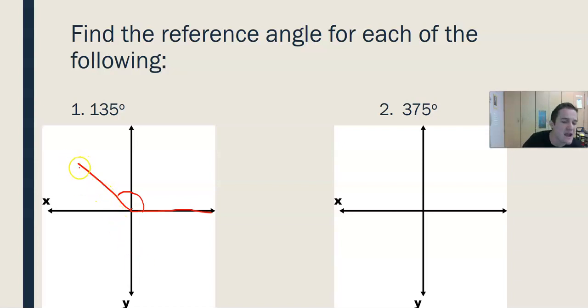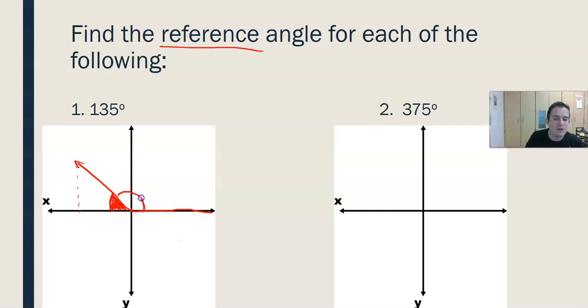So that's my 135 degree angle, but I want to find the reference angle. In other words, if I were to draw a little line right here, here's my invisible bow tie, right? I want to find the angle between that terminal side and the x-axis. So I want to find this angle right here. Well, what is that angle? How am I supposed to find that?